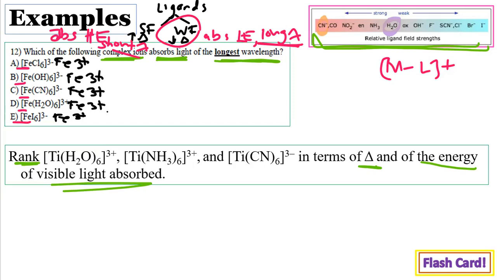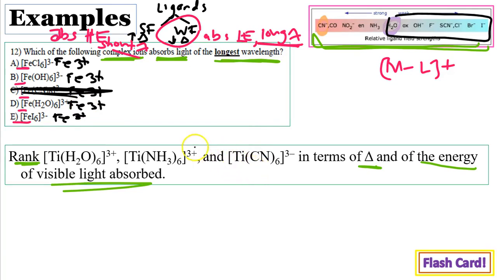Now we have to focus on ligands. Now we're focused on weak field ligands, so that means we need to be focused on water and anything over here. If they're strong field, get rid of them. So we can get rid of this one because we do not care about strong field. Now we need to focus on which one is the weakest, because the weakest is going to tell us which one has the longest wavelength.